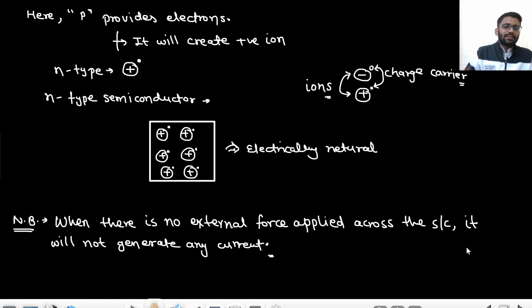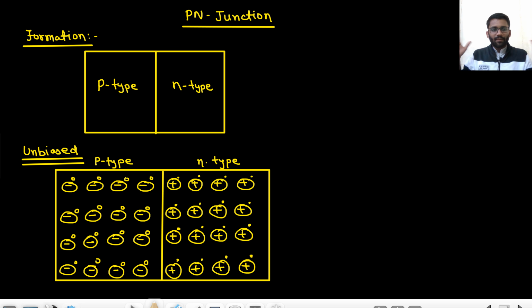Okay, and when there is no external field applied across the semiconductor, it will not generate any current. So this is the basic introduction of p and n-type semiconductors. Now what we will do, we will combine these two p and n-type semiconductors, and we will see what is happening. Now I am teaching this not in a deep manner, because this is not useful for studying analog electronics, but this will be useful for EDC, electronic devices. So in electronic devices, you will be studying this subject very deeply. Are you getting my point?